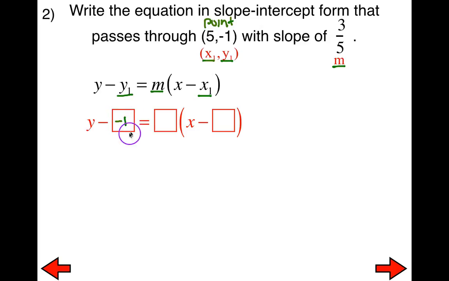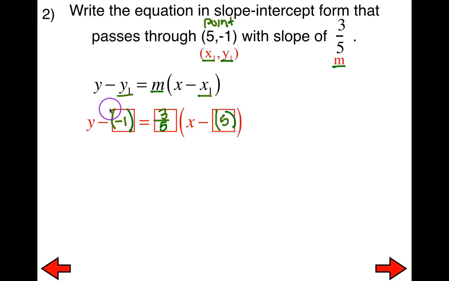If you don't like putting these boxes, that's totally fine. You're just going to have to make sure you put parentheses. Here I'm going to replace m with 3/5. You don't really have to put parentheses around this one. That's totally fine. But here, for x sub 1, again, if you don't want to put a box, you are going to have to put parentheses, like so.